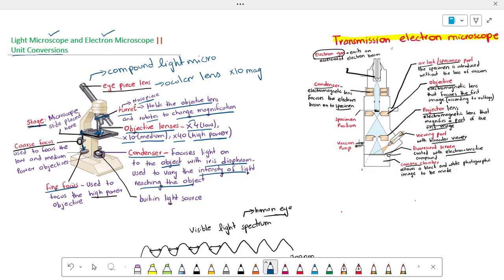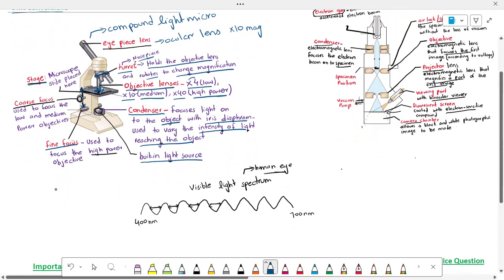At the bottom of the microscope, we have a light source. This is a built-in light source, which provides visible light that passes through the specimen and enters the lenses. This is all the labeled parts of the compound light microscope, and we have discussed all the parts. Now I want to give an idea of visible light.